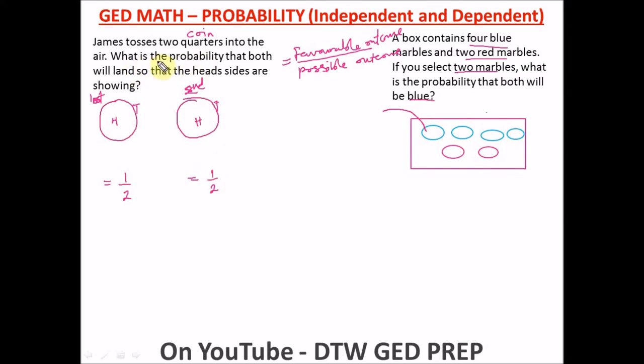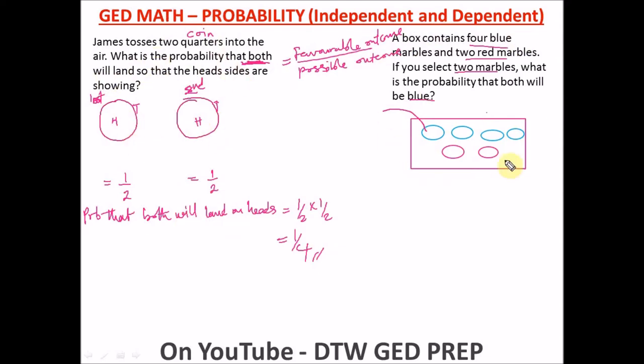Our question says, what is the probability that both? Now the word both in a probability question is quite important. When it's both, you find the probability of the first event and the probability of the second event, then you multiply both. So the probability that both will land on heads is equal to 1/2 times 1/2, and this will give us 1/4. So this is the answer, the probability that both will land on heads. This is for independent probability.